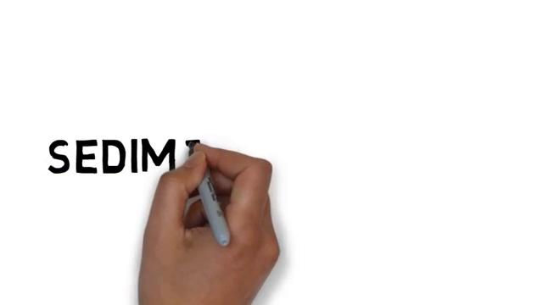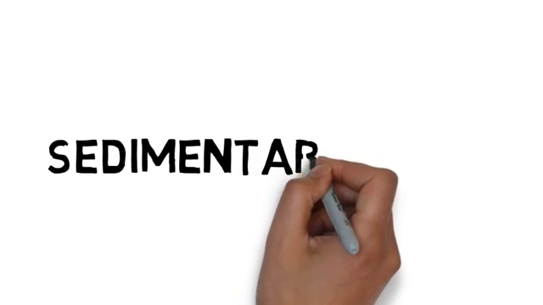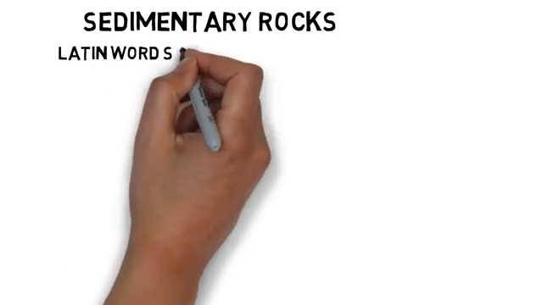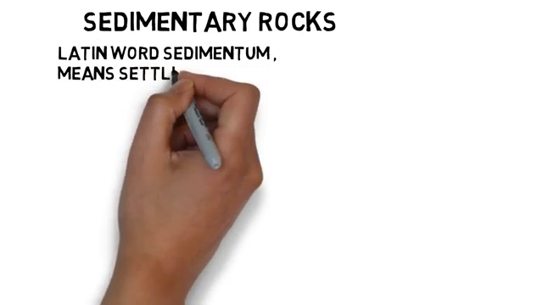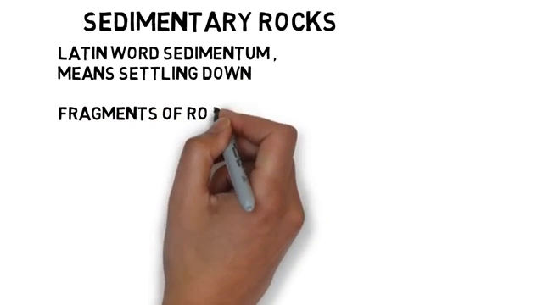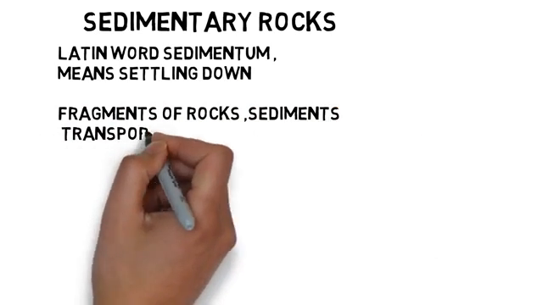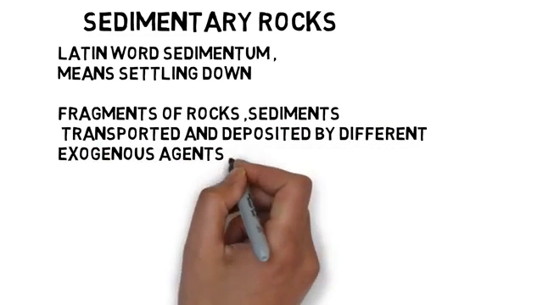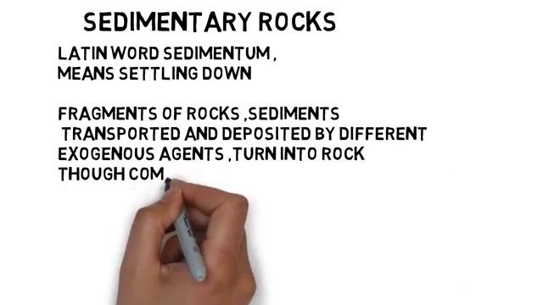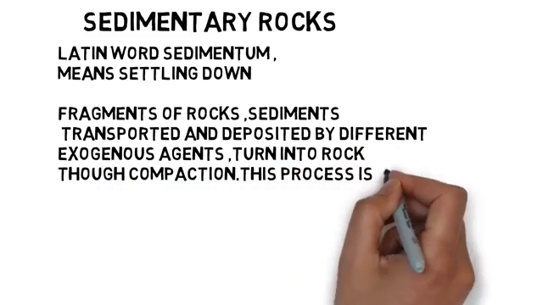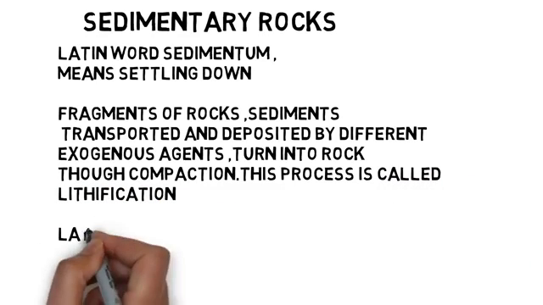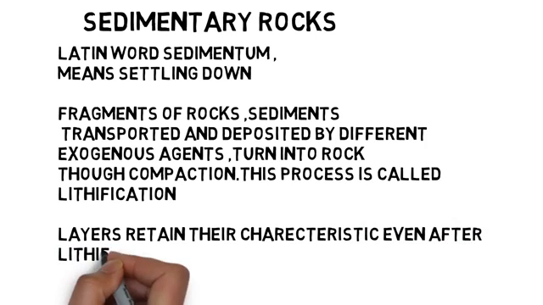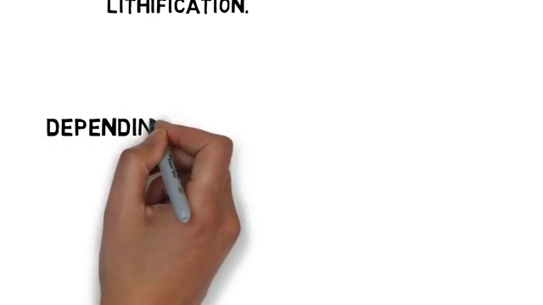Now let us come to the sedimentary rocks. Sedimentary is formed from a Latin word called sedimentum, which means settling down. It is formed from the fragments of rocks, sediments transported and deposited by different exogenous agents, and which turn into rock through compaction. This process is called lithification. Years of deposition, layer by layer, their compaction, then cementation over the years turn them into sedimentary rocks. However, in this process, layers retain their characteristics even after lithification.